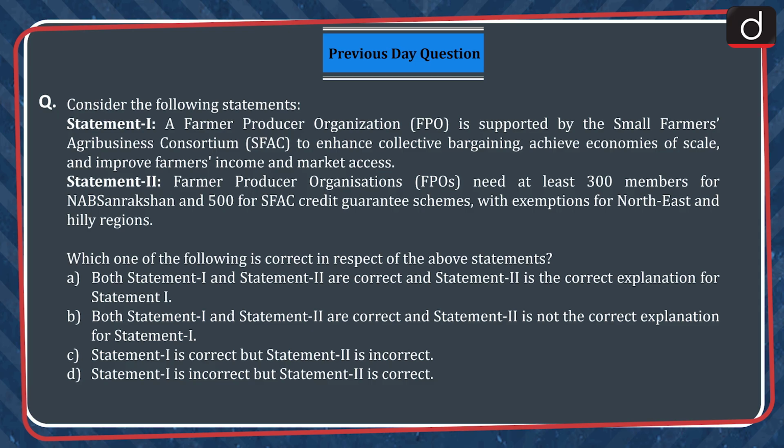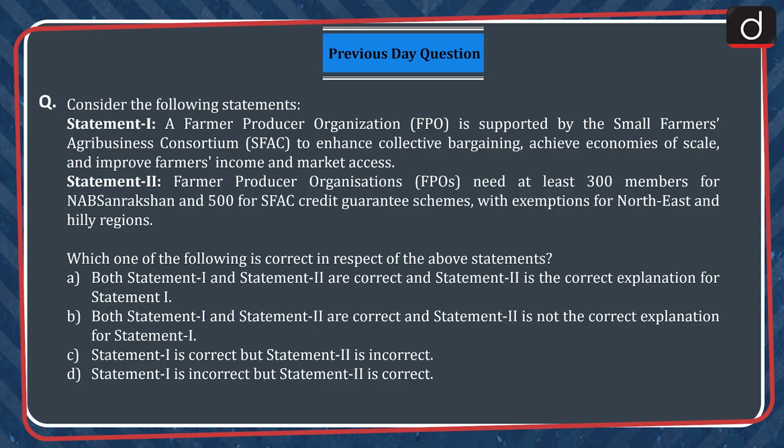Let's start with previous day's practice question. The question was, consider the following statements. Statement 1. A farmer producer organization is supported by the Small Farmers Agribusiness Consortium to enhance collective bargaining, achieve economies of scale, and improve farmers' income and market access.